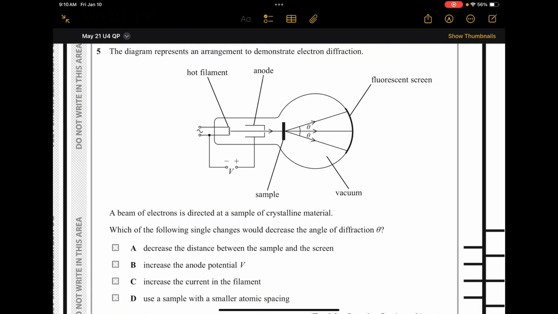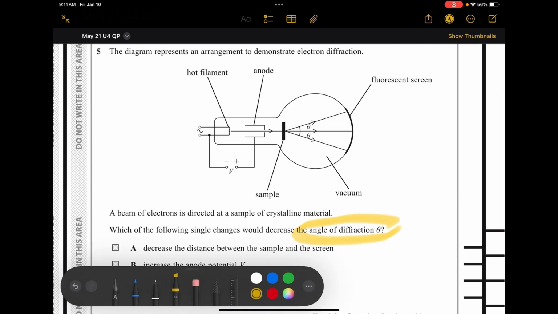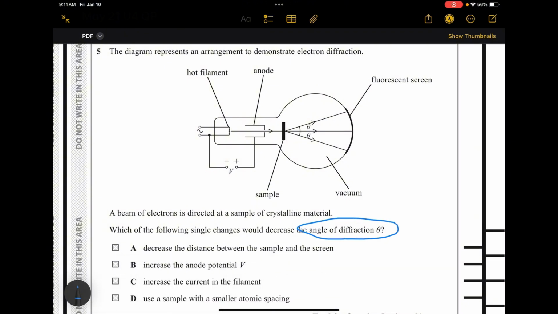Alright, so let's now go through this question. The diagram represents an arrangement to demonstrate electron diffraction. A beam of electrons is directed at a sample of crystalline material. Which of the following single changes would decrease the angle of diffraction? So what we are going to do is decrease the angle of diffraction theta.